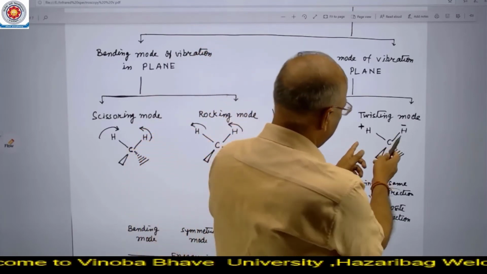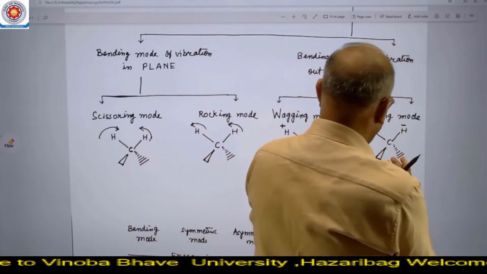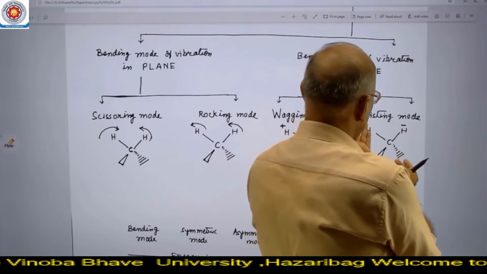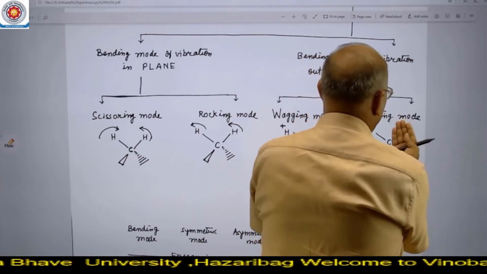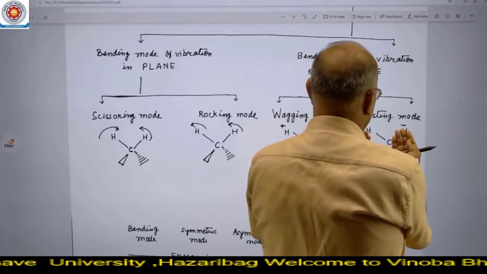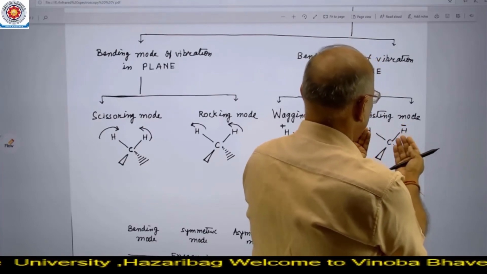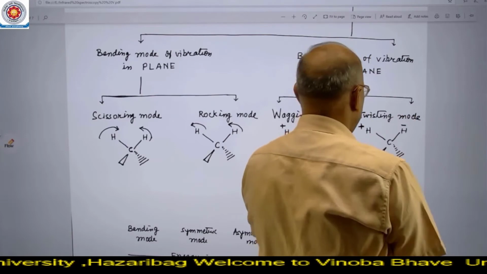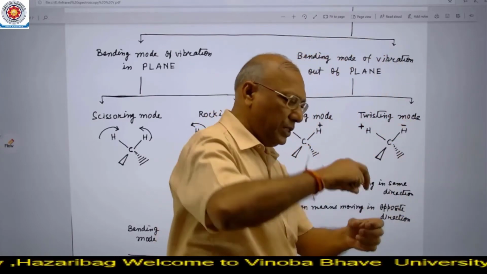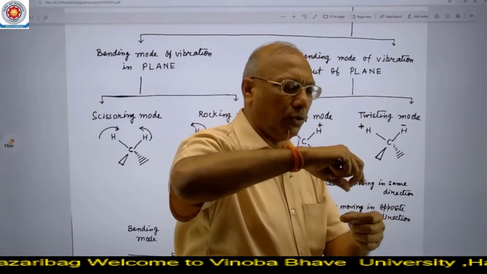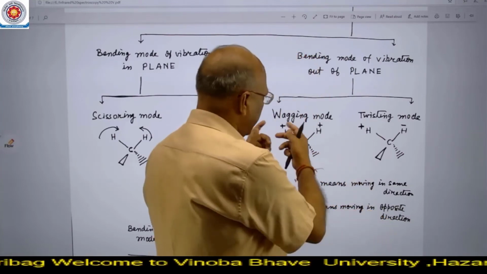So one bond is coming out of the plane and another bond is going behind the plane. If this type of vibration occurs, then it is like twisting, just like opening the cork of a bottle. And another is wagging.